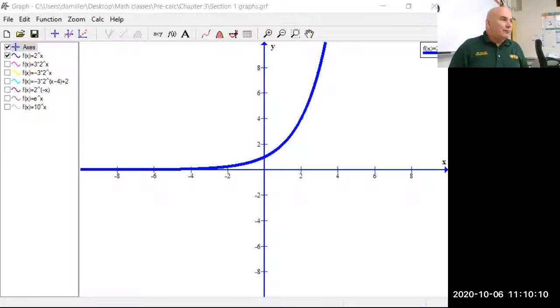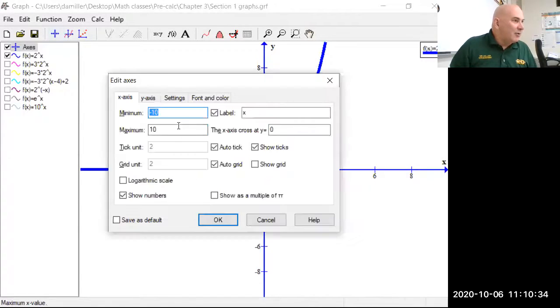I've graphed them using the program called Graph. I think I've even linked to it in Google Classroom. So here's y equals 2 to the x. You can see it's got this horizontal asymptote of y equals 0. As x goes to -infinity, y goes to 0. At 0, it's 2 to the 0, which is 1. At 1, it's 2 to the first. At 2, it's 2 to the second, etc. Let's see if I can get some axes in here real quick. There, make it a little easier.